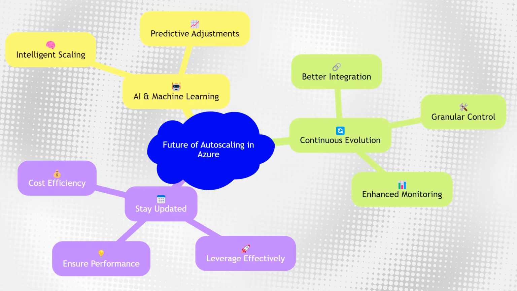The future of autoscaling in Azure looks promising, with advancements in AI and machine learning. These technologies can provide more intelligent and predictive scaling, automatically adjusting resources based on historical data and trends. Azure is continuously evolving, and future updates may include more granular control over scaling actions, better integration with other Azure services, and enhanced monitoring capabilities. Staying updated with these advancements will help you leverage autoscaling more effectively, ensuring that your applications remain performant and cost-efficient.